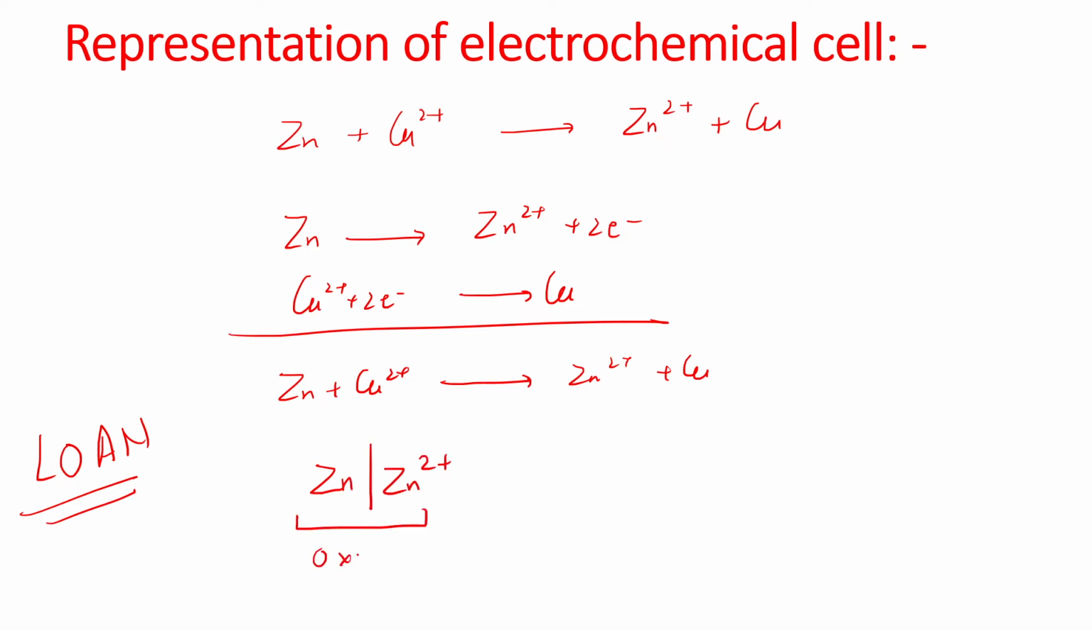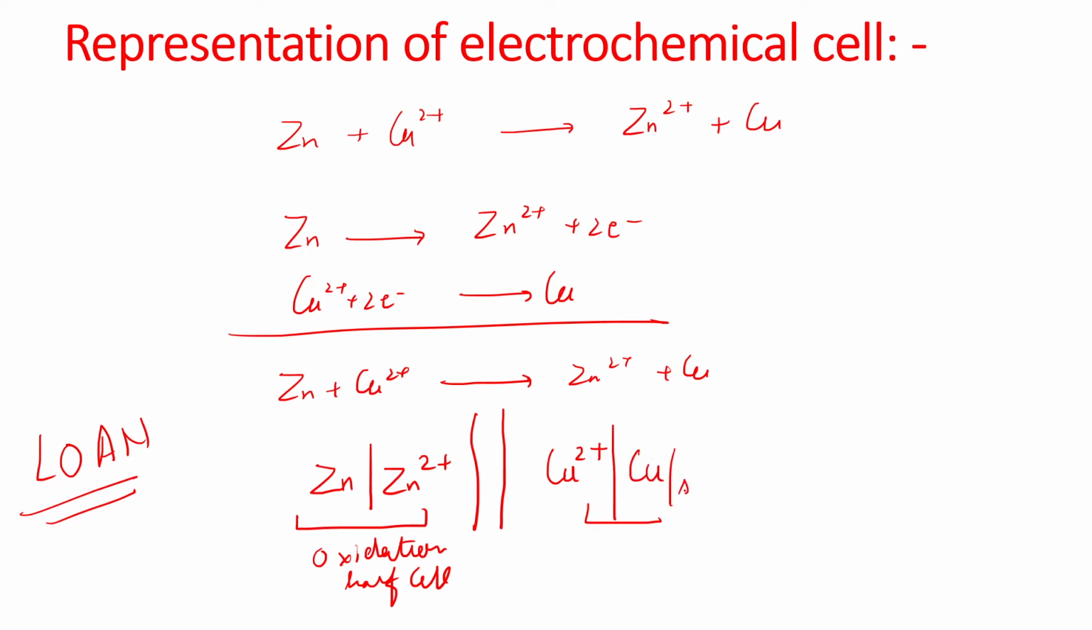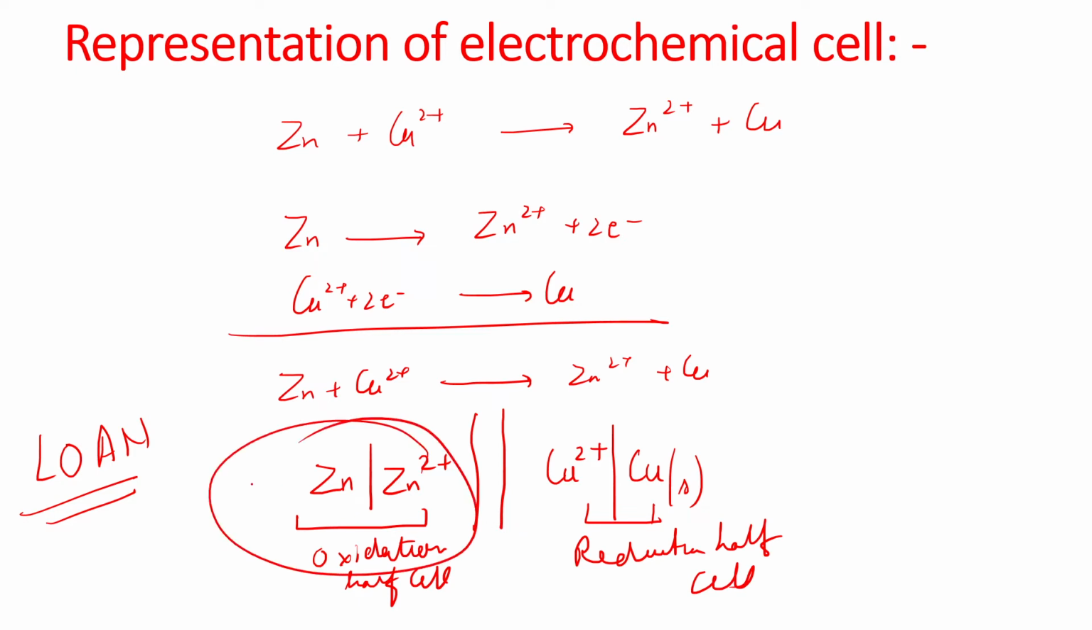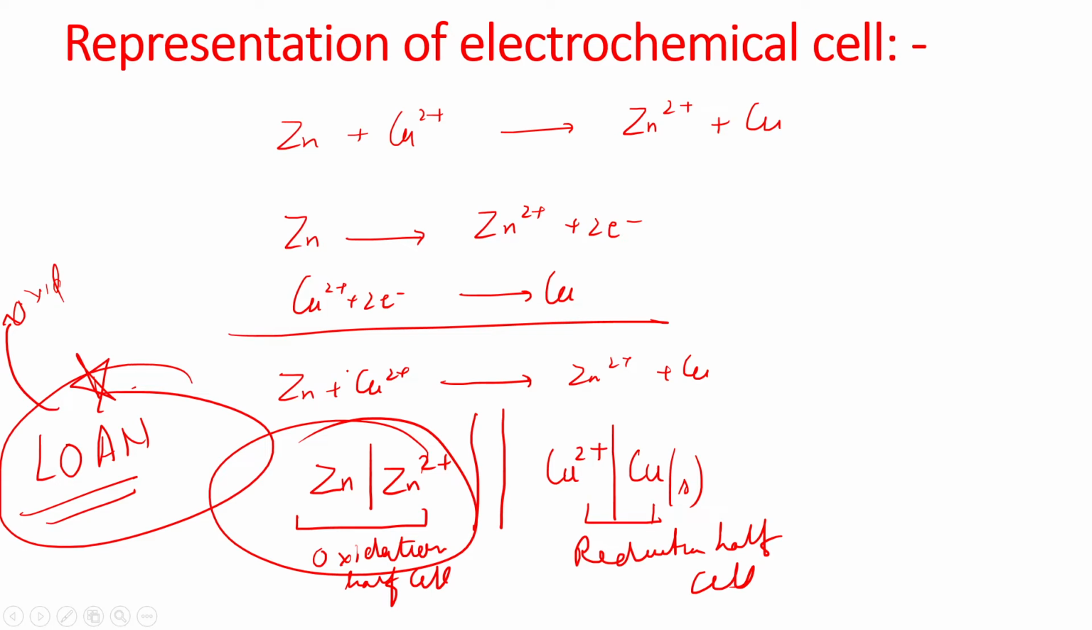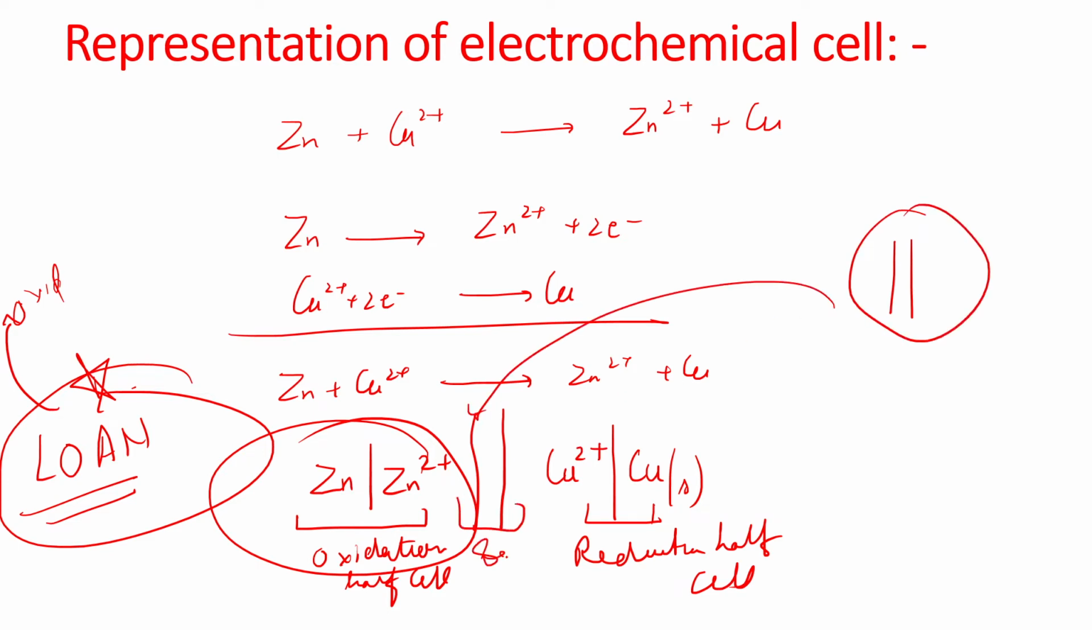This is the oxidation half cell. In between there will be a salt bridge, and then there will be a reduction half cell. Copper 2 plus will be reduced to copper solid. This is the reduction half cell. Why have we written oxidation on the left side? Because it is the notation that is to be followed. Oxidation will happen on the left side, so the oxidation reaction will be written on the left side of the salt bridge. The salt bridge is represented by these two parallel lines.